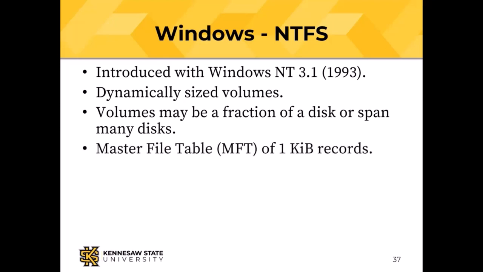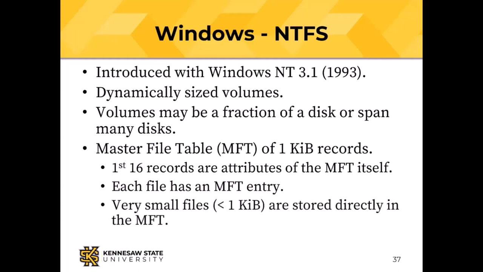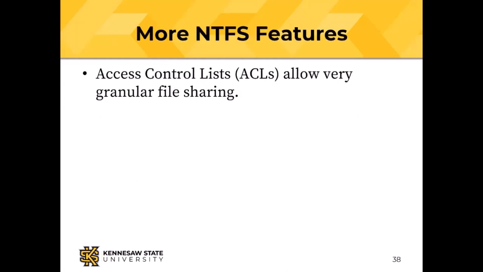The master file table, MFT, is made out of records of 1 kibibyte, 1024 bytes. The first 16 records are descriptive of the master file table itself. Then each file has a master file table entry, and here is the exception to every file occupies one cluster. Very small files, a few bytes, are stored directly in that 1K byte master file table. So I read the master file table to find a pointer to the file, and instead I find the data, and I'm done.